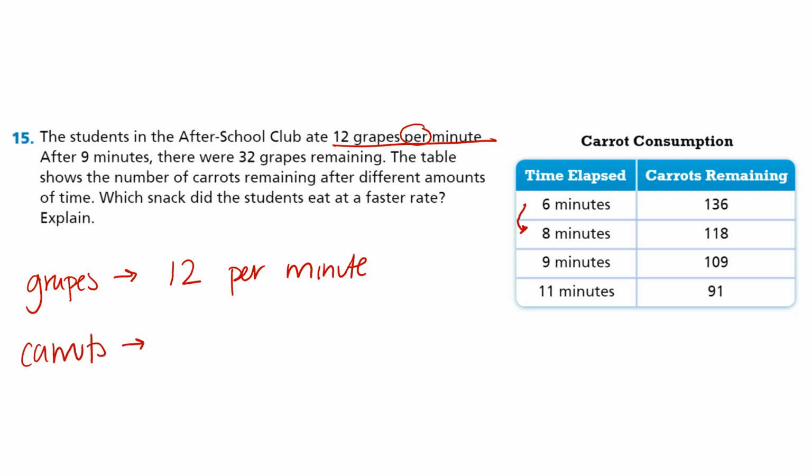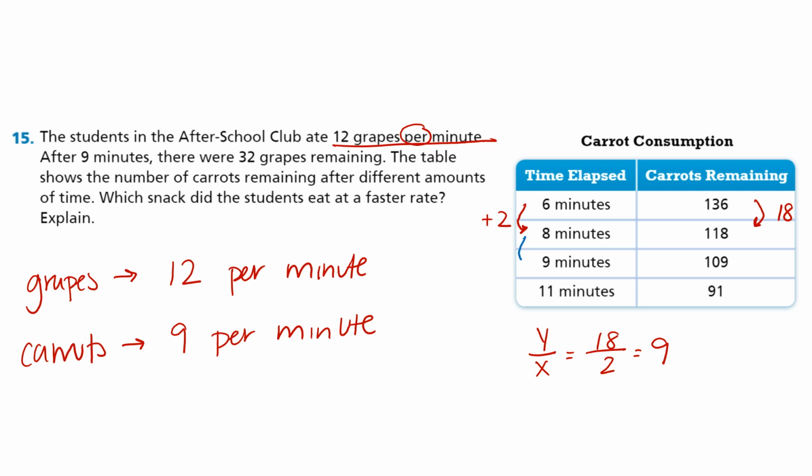6 to 8 is 2. Going from 136 to 118 gives us a value of 18. We set up our fraction as y over x. 18 divided by 2 is 9. 9 per minute. You could also solve the second set.